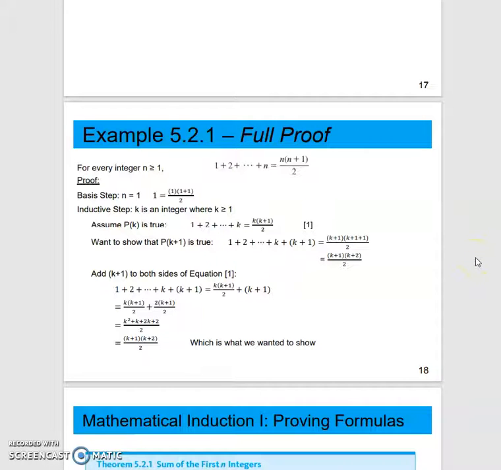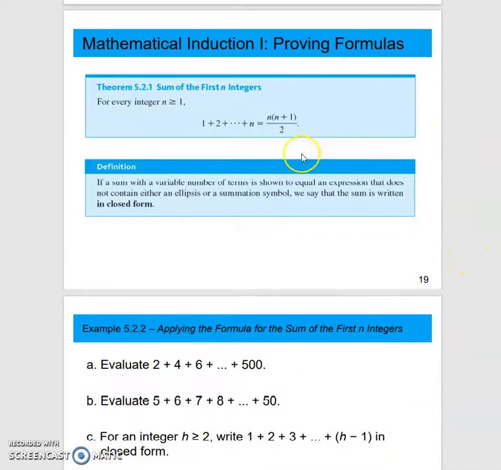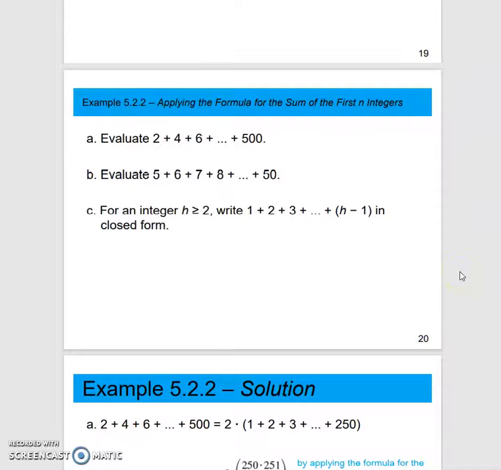Very similar to your textbook author. I'm just presenting it a little bit differently. And so we have now proven that, and we can now say that that is true. Well, let's try applying that formula to a couple examples.